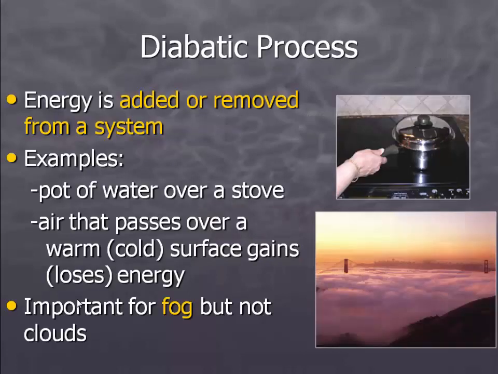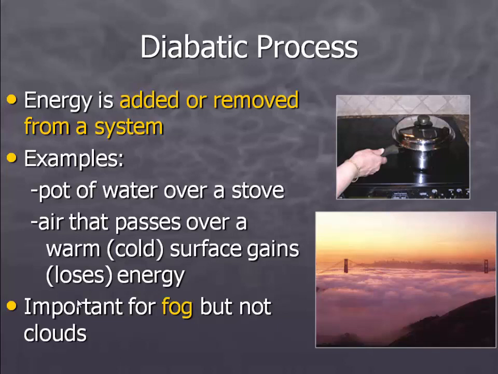Okay. A diabatic process is rather simple. The definition of a diabatic process is that energy is either added or removed from the system. Okay? So we have this sort of system. You can think of the system over on the top right-hand image as the pot on the stove. We're simply providing energy to that system from the cooktop burner through conduction of the pan. We're adding energy to the system in that case in order to get the water to boil.